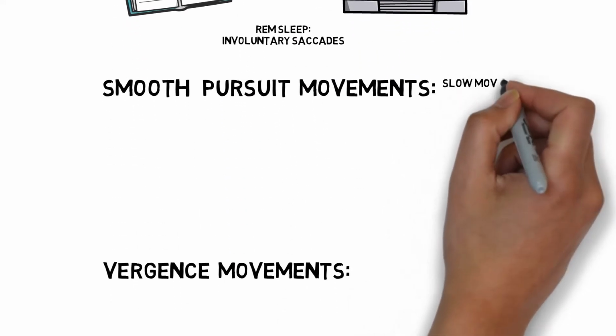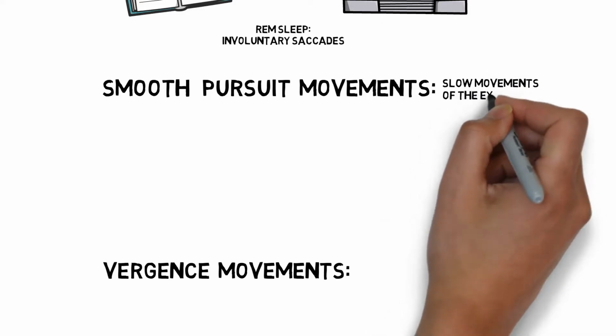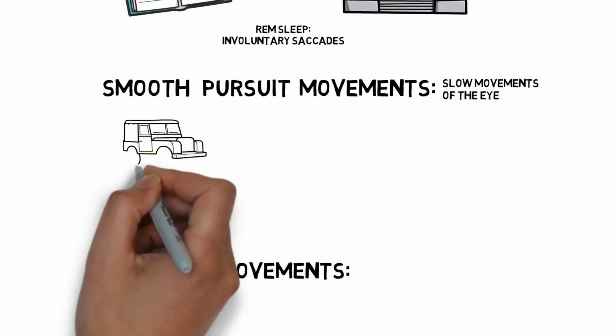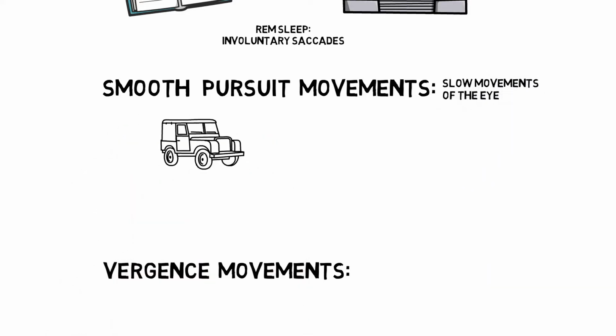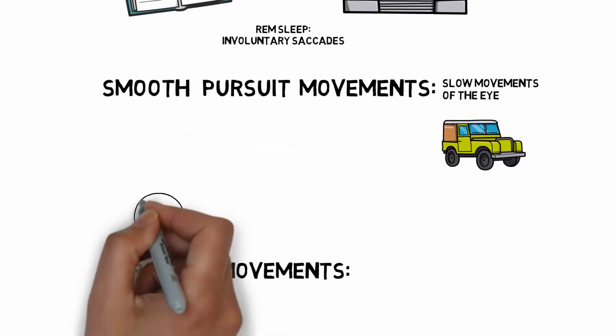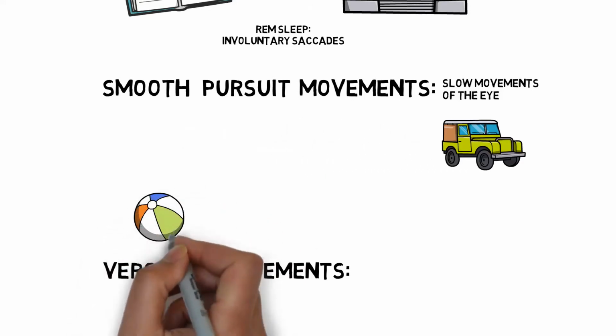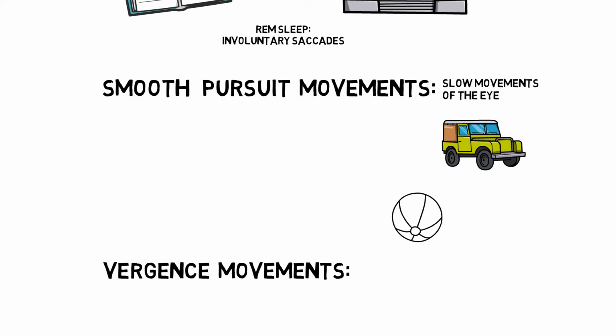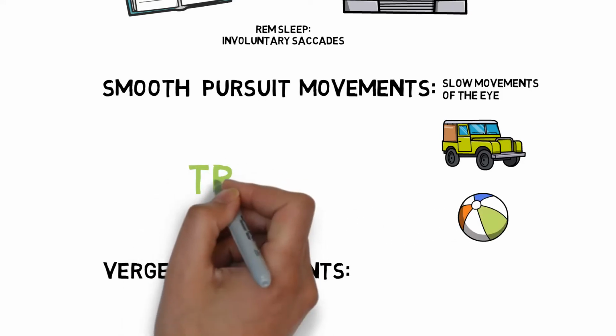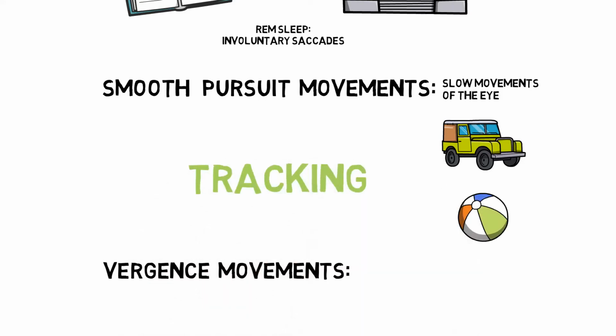Smooth pursuit movements are the slow movements of the eye. Since we innately want to keep an object in our center of view, we can track a car moving down the street, or a ball rolling on the ground. Weirdly enough, most people can't perform this movement without tracking a specific object. Try looking at a blank wall. Though you can move your eyes along it, you'll notice they end up jumping to the next point, which is actually a saccade.